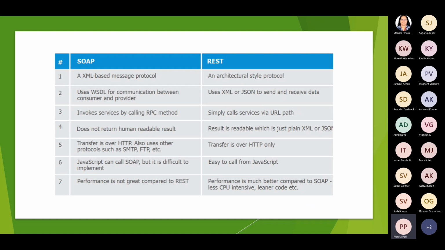SOAP does not return a human-readable result, and REST result is readable, which is just plain XML or JSON. And in SOAP, transfer is over HTTP, and it also uses other protocols such as SMTP, FTP, and in REST, transfer is over HTTP only. Another difference is JavaScript can call SOAP, but it is difficult to implement, while it is easy to call in REST APIs. In SOAP, performance is not great as compared to REST, and REST performance is much better in comparison with SOAP.